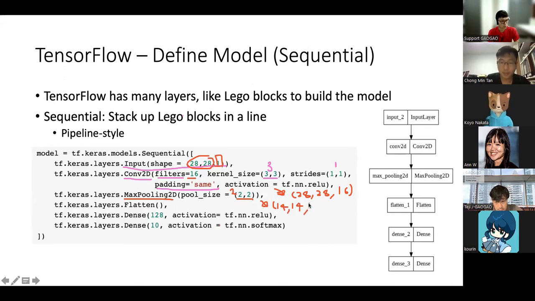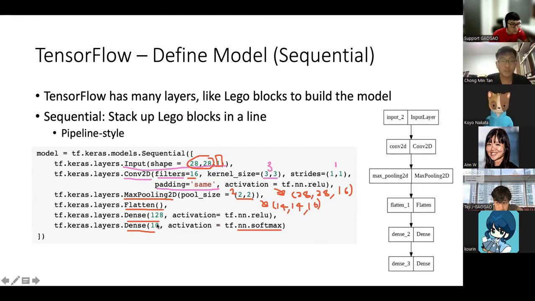Then after that, we do a flatten layer. Flatten, as you remember from the visualization, means that from the filters, you just expand all of this out into a linear layer. It's basically 14 times 14 times 16, the number of nodes. Then we do a multi-layer perceptron with 128. And then finally, we do 10 softmax.